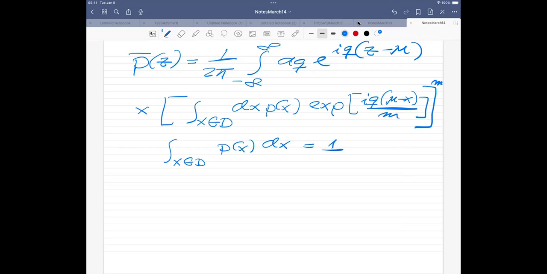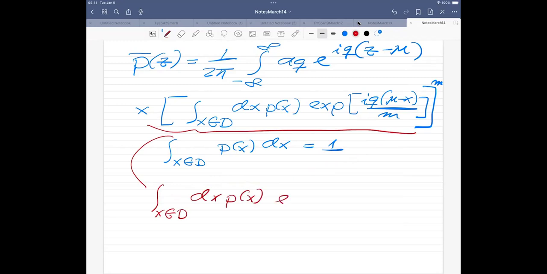And what we're also going to do now is to take a look at one of these terms. So let's take a look at this term here. So let's just break it down a little bit and just look at this term, this integral. So we now look at the integral over x, dx p of x, of e of i q of mu minus x divided by m. So let's just take a look at only that part. And then this is going to be exponentiated with m.